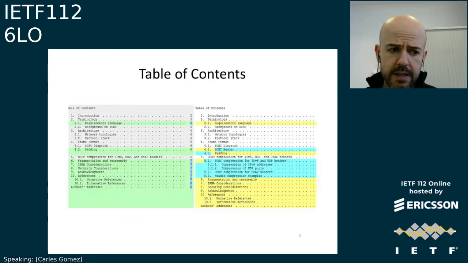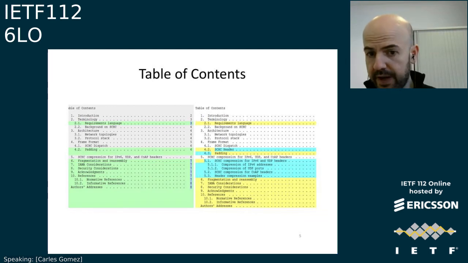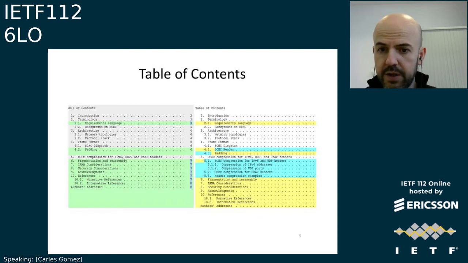So on the updates in 01, here you can see a diff of the table of contents. You can see how the two main sections in the draft, section 4, frame format, and section 5, SCHC compression for IPv6, UDP and CoAP headers, now are more detailed and more complete. Next, please.